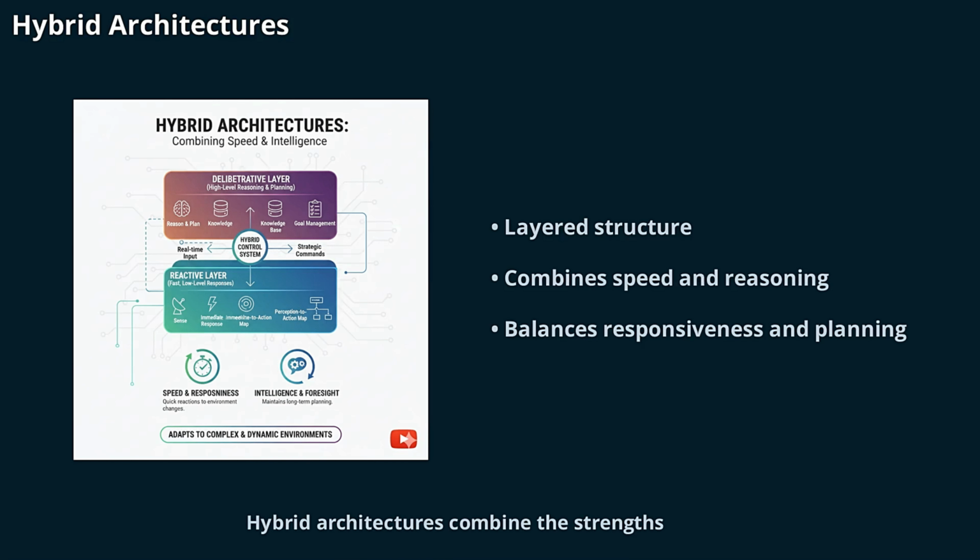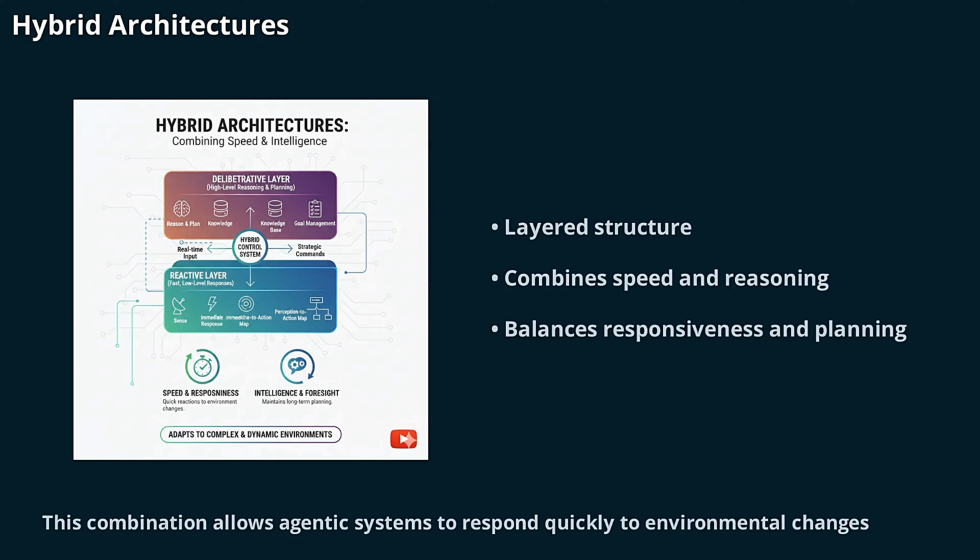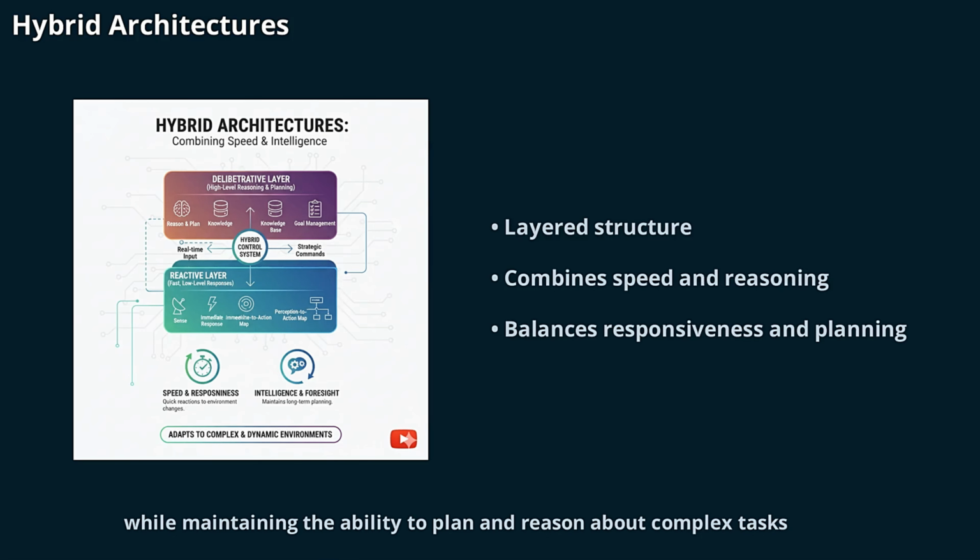Hybrid architectures combine the strengths of deliberative and reactive systems. They typically feature a layered structure, with a reactive layer for fast, low-level responses and a deliberative layer for high-level reasoning and planning. This combination allows agentic systems to respond quickly to environmental changes while maintaining the ability to plan and reason about complex tasks.